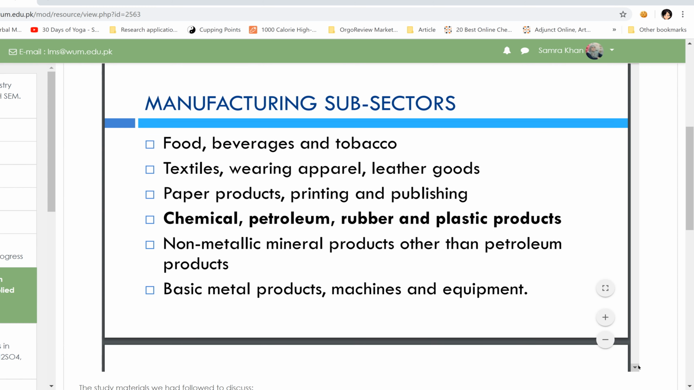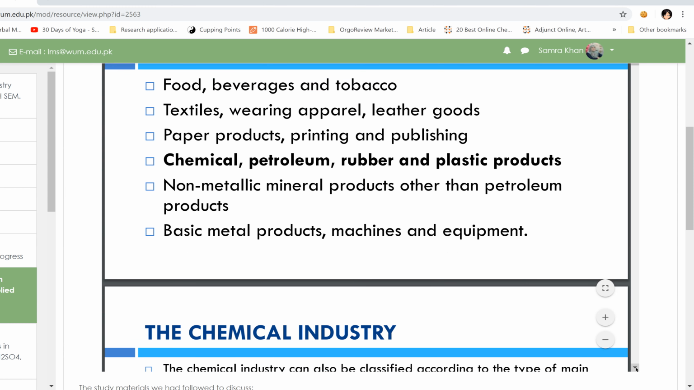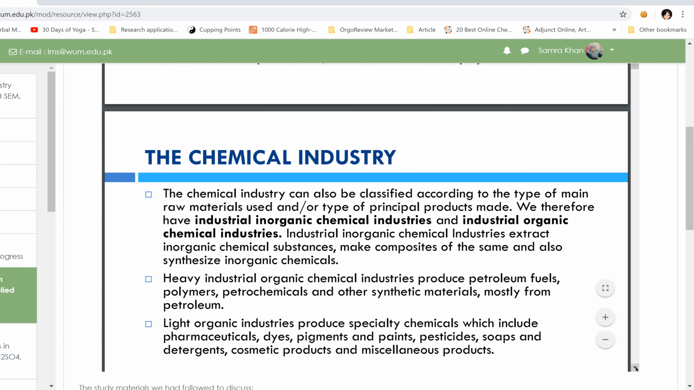For the basic metal products, machines, and equipment, that's not something that directly comes under our topic or discussion, but the chemicals that are used in all the industrial production procedures, for metal production, for refinement, for machine etching, the etching of the iron, the cleaning, the shaping, all of that is somehow a part of the chemical industry as well, but indirectly.